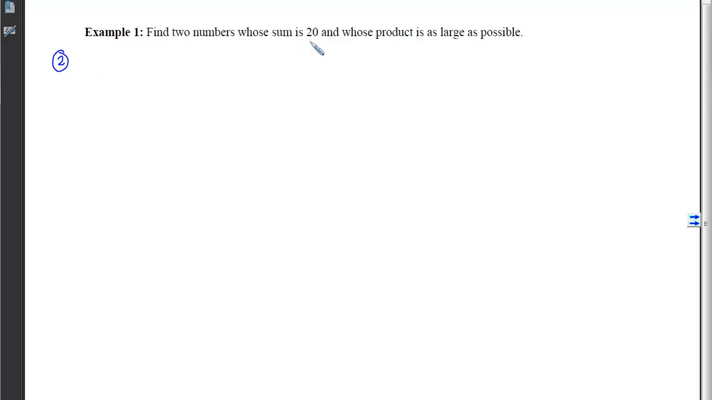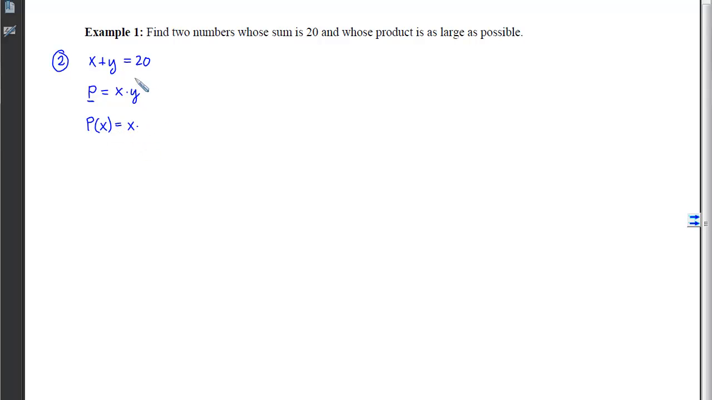We have 2 numbers whose sum is 20, and we're going to let one of them be an x. We're interested in the product being as large as possible. So the product is those 2 numbers multiplied together. Our goal is to get to the thing that we want to maximize, which is the p, and get it written in terms of that single variable x.